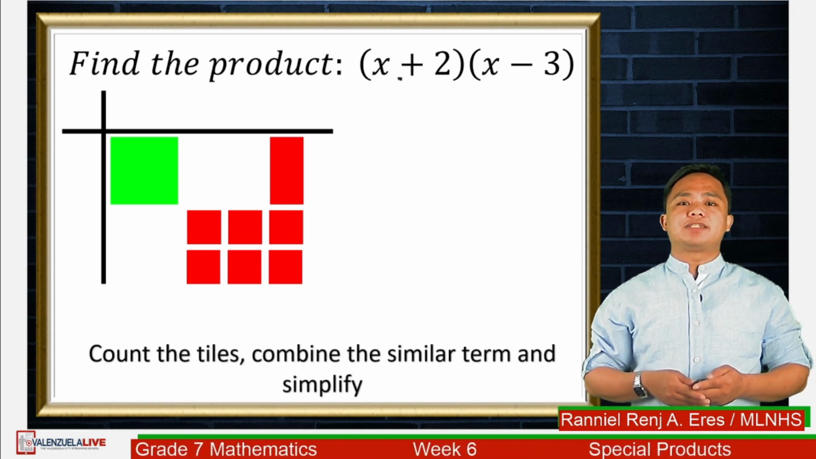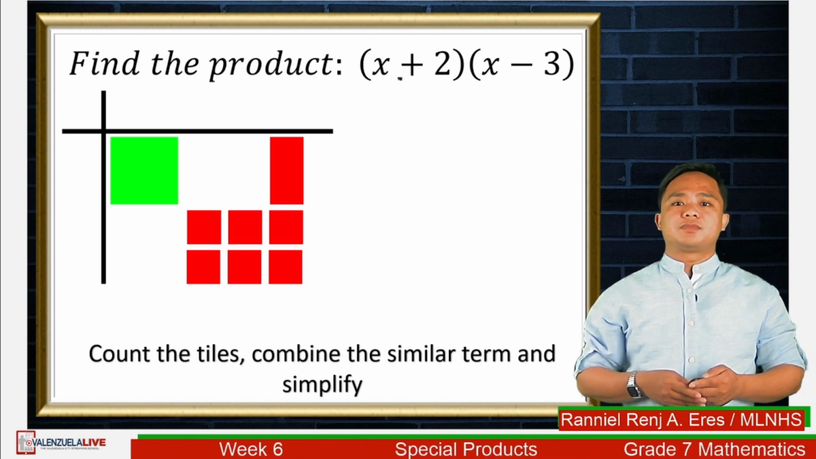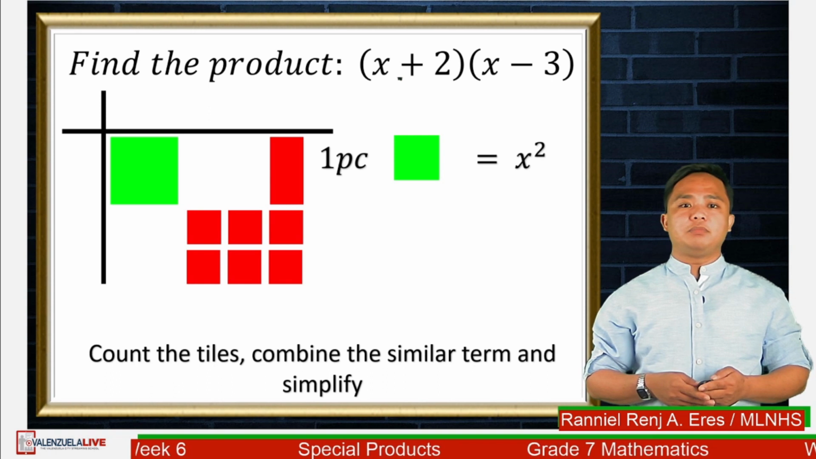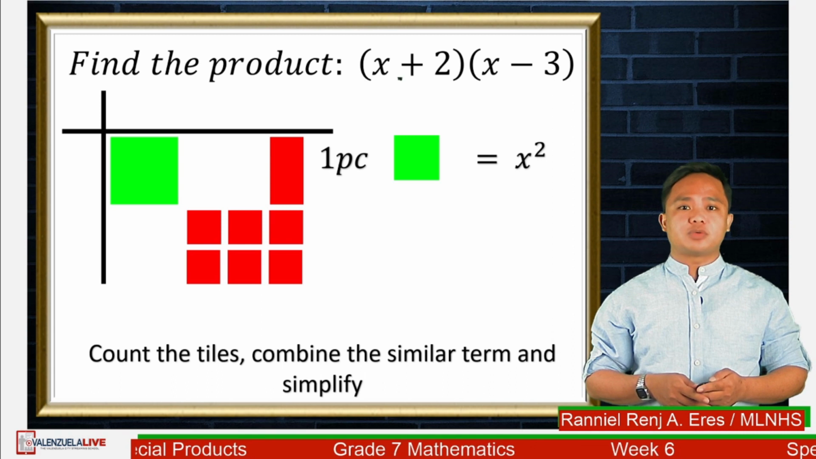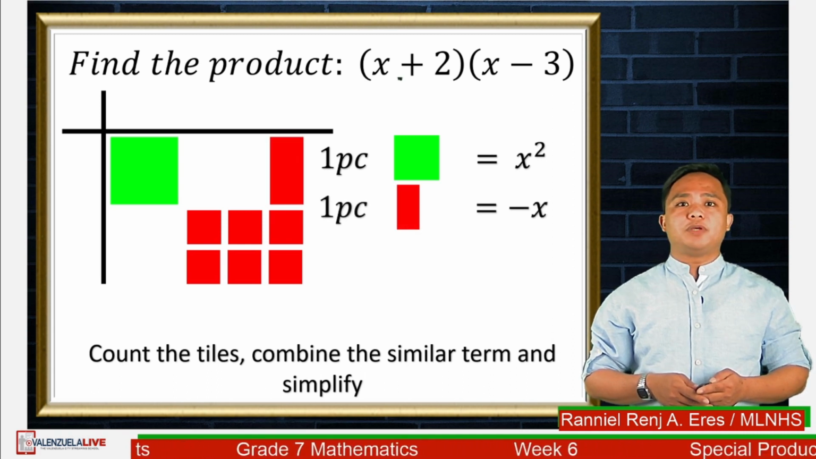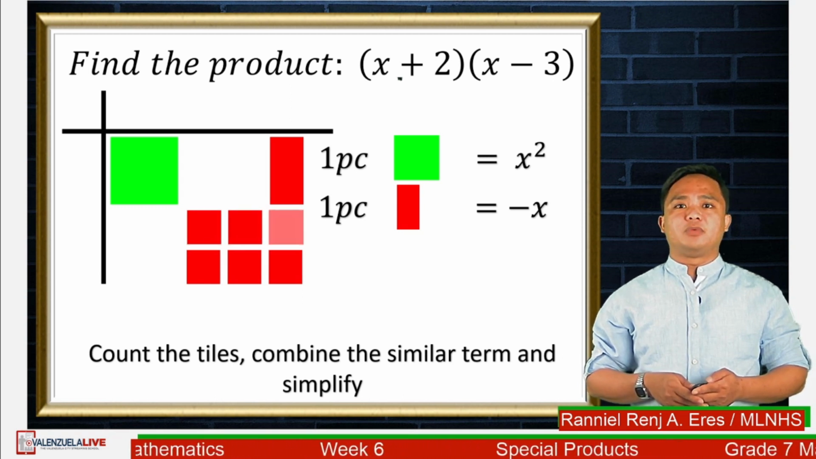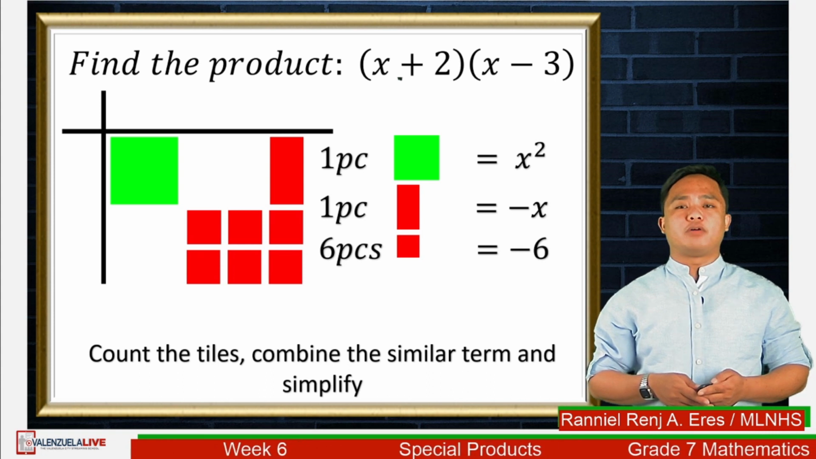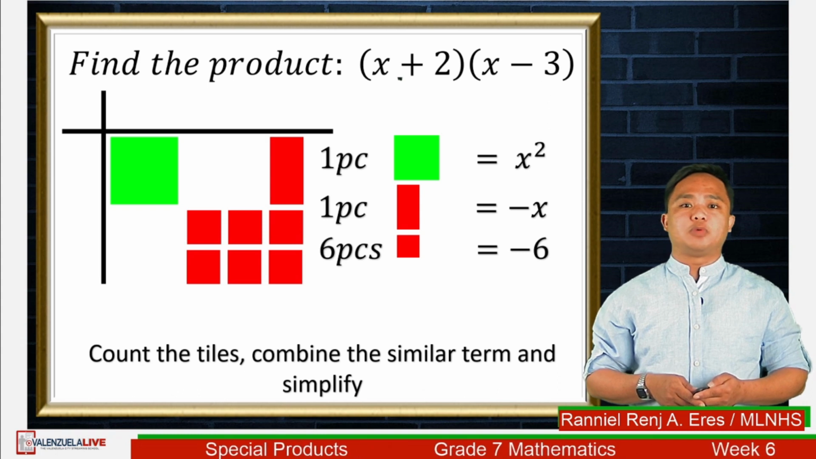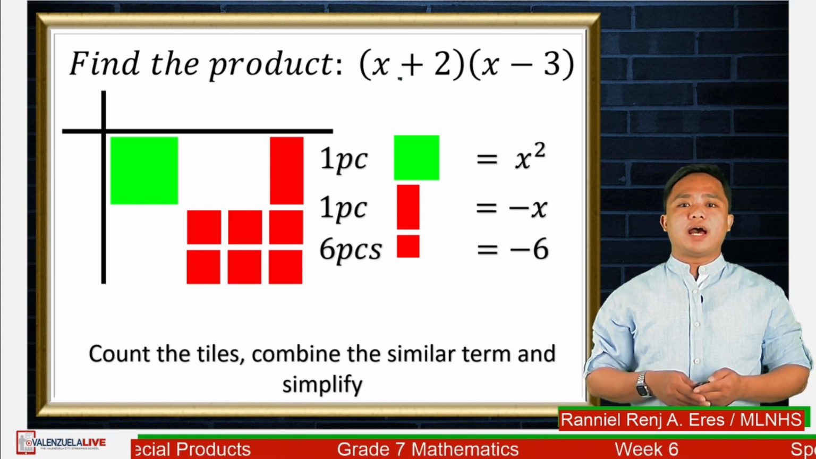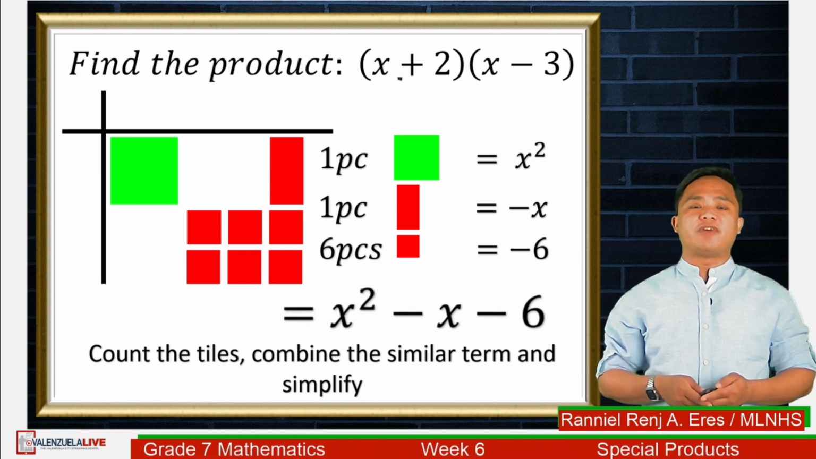So since we already eliminated the zero pairs this time, we will now count the tiles. So we have one piece of green big tile, which is x squared, and we have one piece of red rectangle tile, which is negative x, and we have 6 pieces of small red square, which is negative 6. And if we combine this, we will have x squared minus x minus 6 as our final answer.